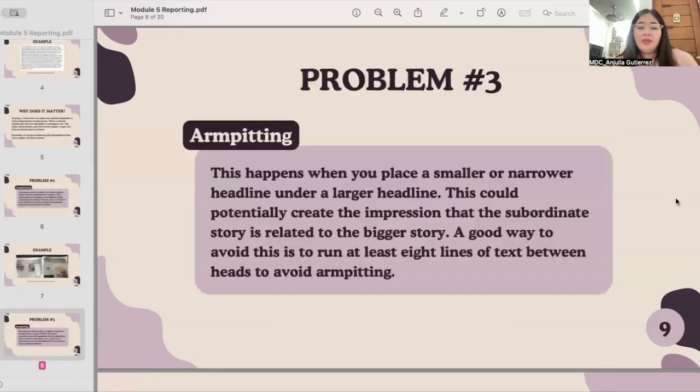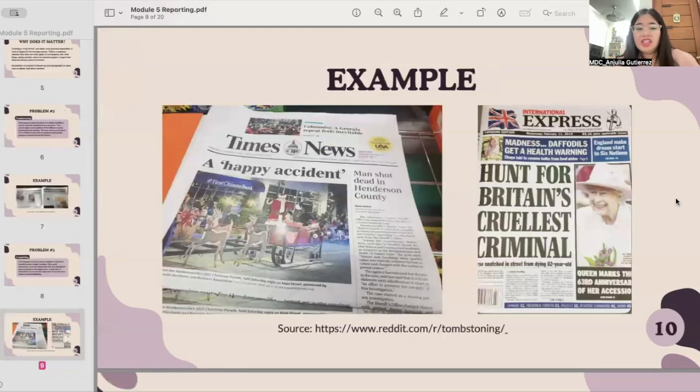So the third problem is called armpitting. This happens when you place a smaller or narrower headline under a larger headline. This could potentially create the impression that the subordinate story, or the smaller headline story, is related to the bigger story or the main headline on the same page. A good way to avoid this is to run at least 8 lines of text between the heads to avoid the so-called armpitting. So this is an example.